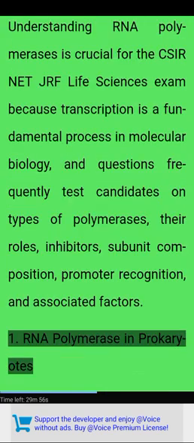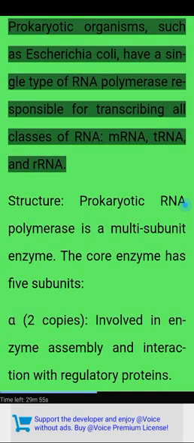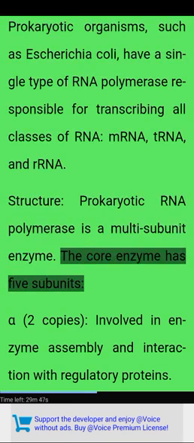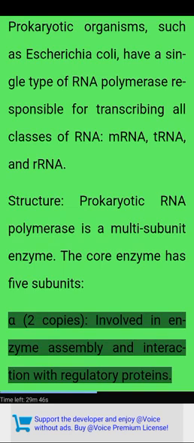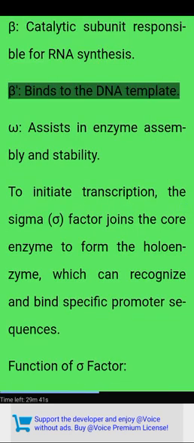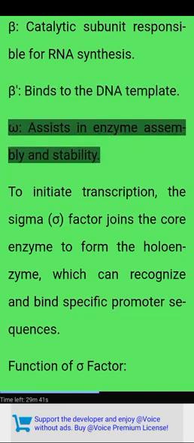1. RNA polymerase in prokaryotes. Prokaryotic organisms, such as Escherichia coli, have a single type of RNA polymerase responsible for transcribing all classes of RNA: mRNA, tRNA, and rRNA. Structure. Prokaryotic RNA polymerase is a multi-subunit enzyme. The core enzyme has 5 subunits. Alpha, 2 copies, involved in enzyme assembly and interaction with regulatory proteins. Beta, catalytic subunit responsible for RNA synthesis. Beta prime binds to the DNA template. Omega assists in enzyme assembly and stability.